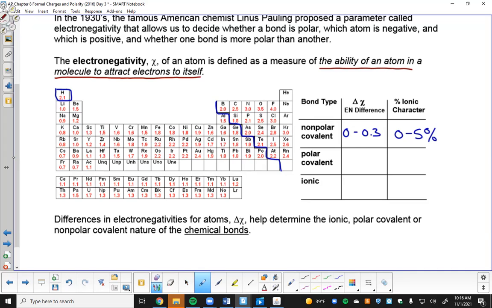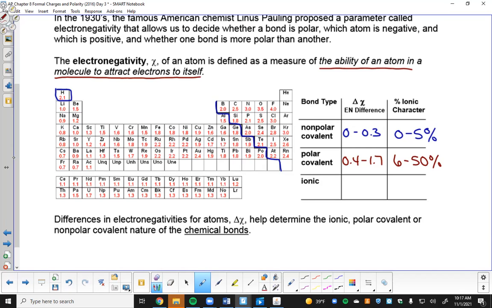Polar covalent is when we get from 0.4 to 1.7. Pretty big range of electronegativity differences, where we get 6% to 50% ionic character. Bigger electronegativity differences, more polar covalent it becomes, and the stronger the dipoles would become, the stronger those partial charges would be.